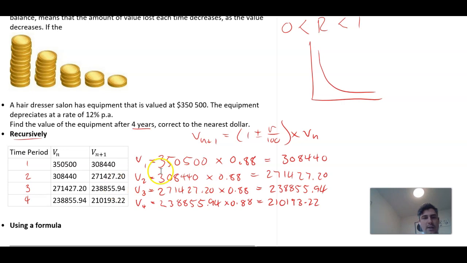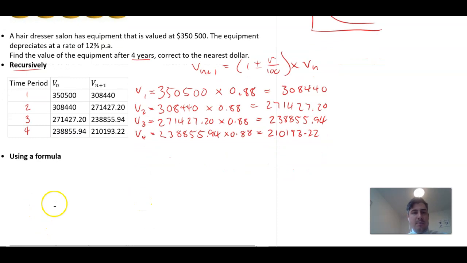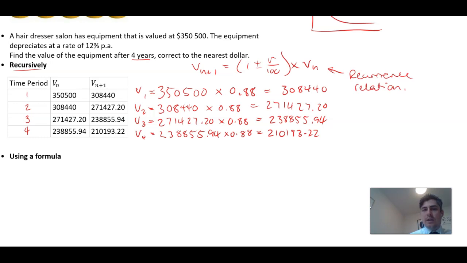You can show your workings out for it. Now we're going to use the formula to do this a lot quicker. So you'll know that if the recurrence relation is this, then the formula must be Vn is equal to V0 times R, with R being the multiplier, to the power of n. Now we know R is, for reducing balance, 1 minus r over 100, to the power of n. So we're going to use that now.